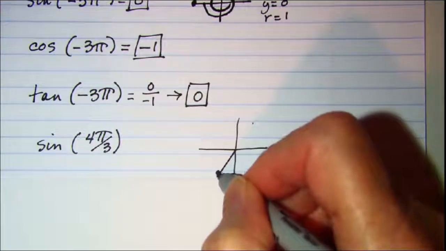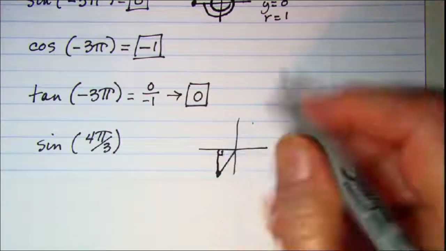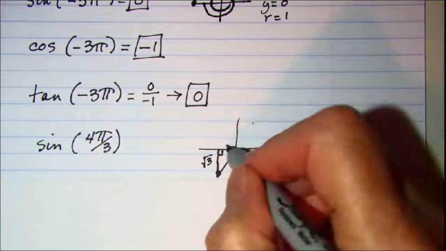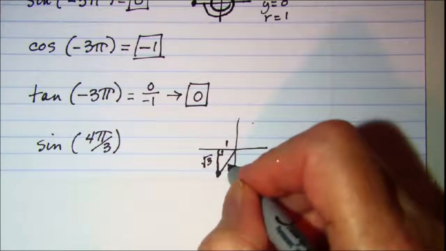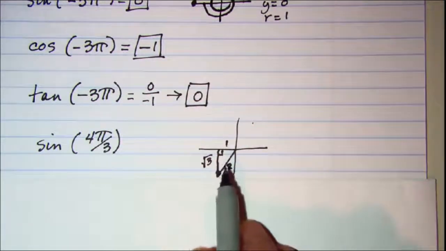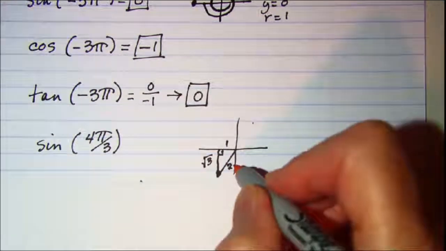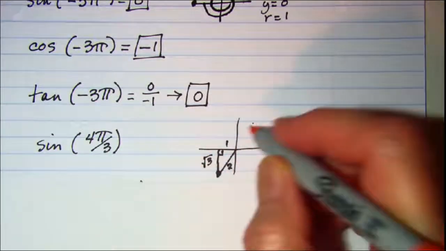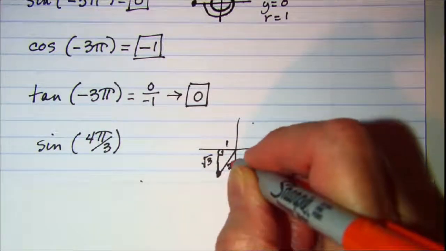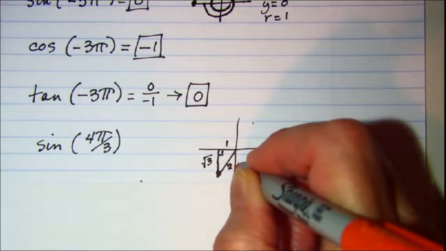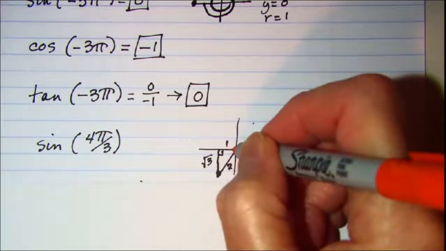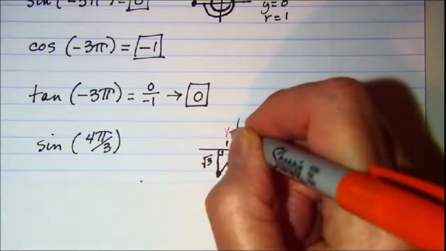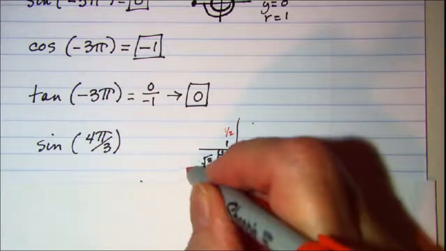So for a 60 degree reference angle, the side opposite is root 3, the side adjacent is 1, and the hypotenuse is 2. Or if we were using a unit circle, this would have to be a 1 here, so we would divide all of these ratios by 2. So on a unit circle, my hypotenuse is 1, my side here, the x value, would be 1/2, and this would be root 3 over 2.